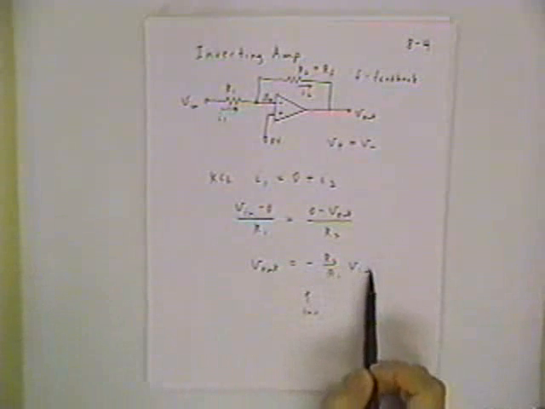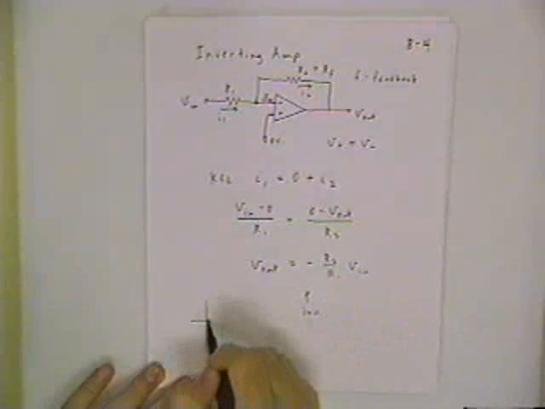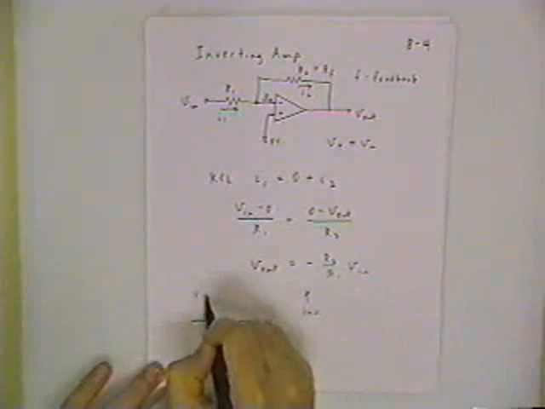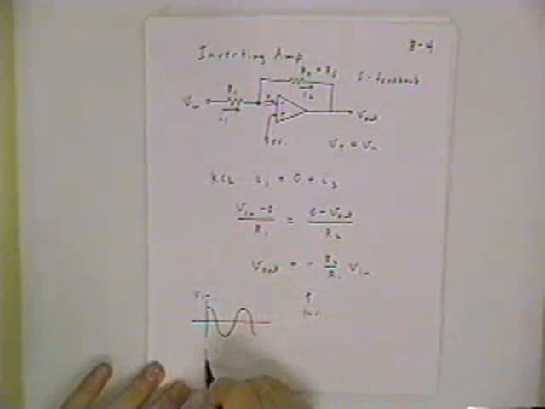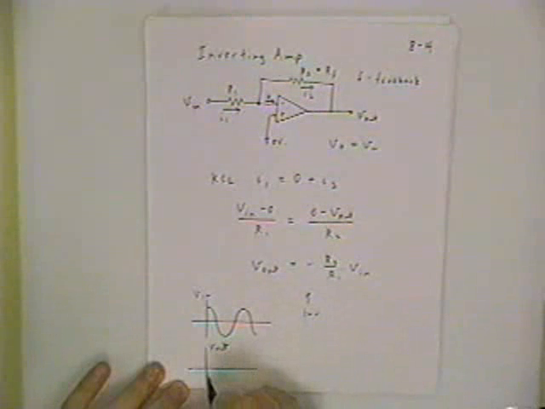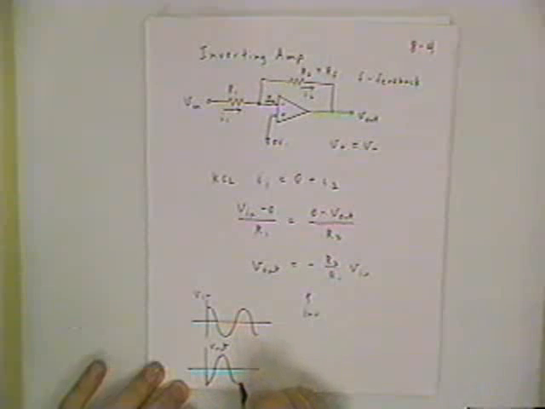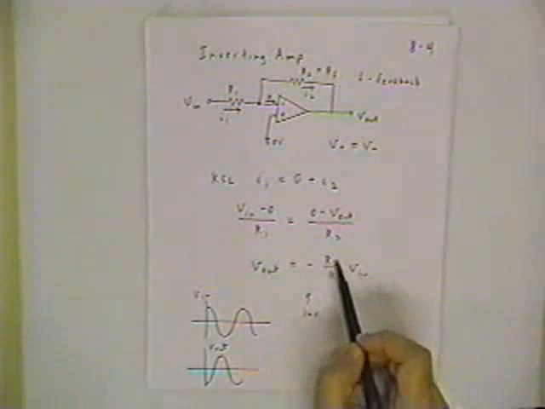For instance, if this were an AC input signal that looks like this, if Vn oscillates this way with respect to time, V out is going to be inverted in phase, so it starts off here and has its maximum where the other has its minimum, and so on. But you can make this ratio whatever you want.